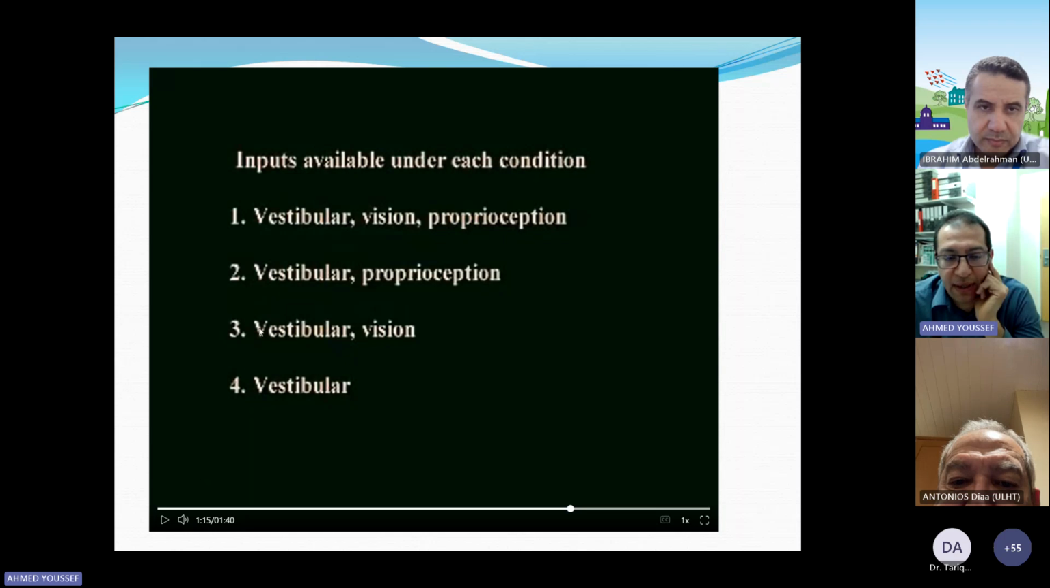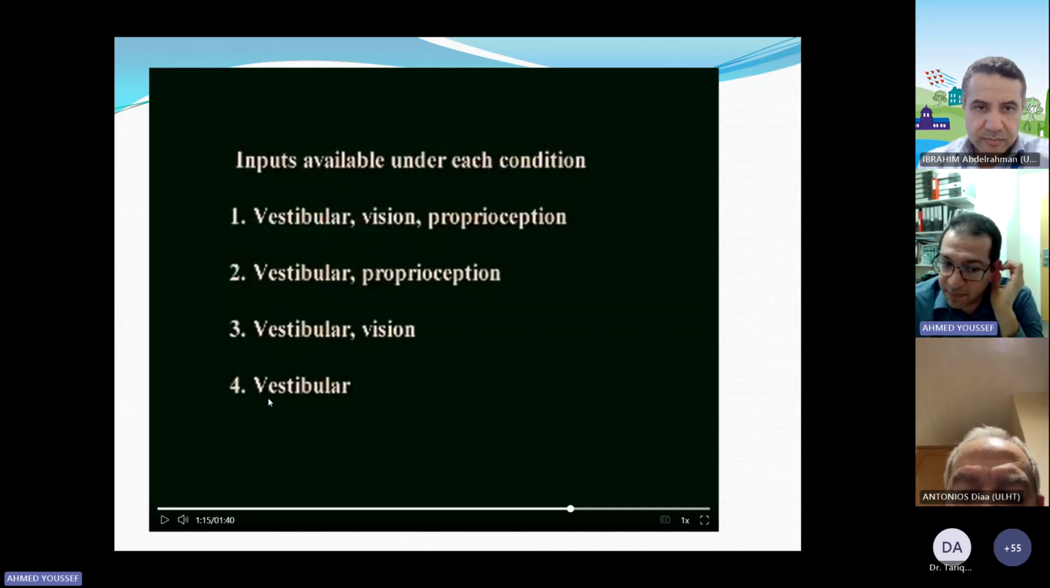So as you can see here, if the patient is standing up, opening eyes, then they are using the 3 systems: the vestibular, the vision, the proprioception. Standing up, closing the eyes, then you have eliminated the vision, and they are using vestibular and proprioception. Standing on the foam or the cushion with eyes open, they are using only the vision and the vestibular system. And standing on the foam with eyes closed, they are relying only on the vestibular system.